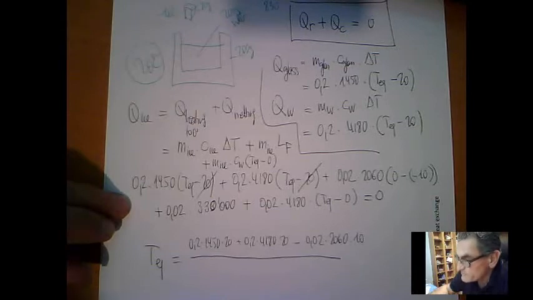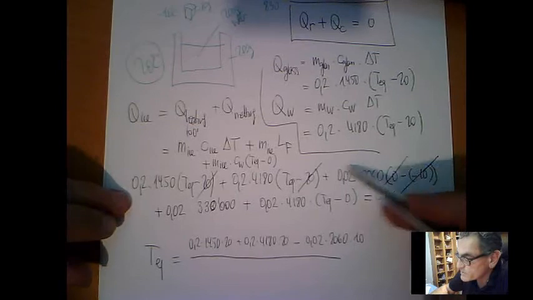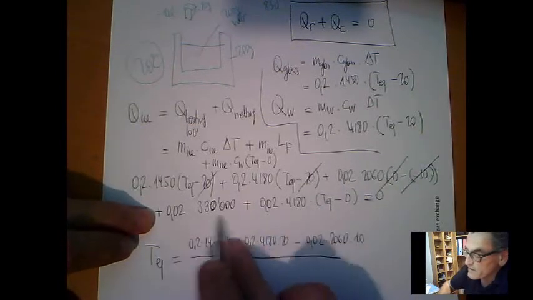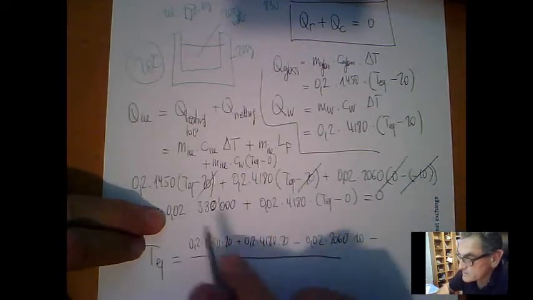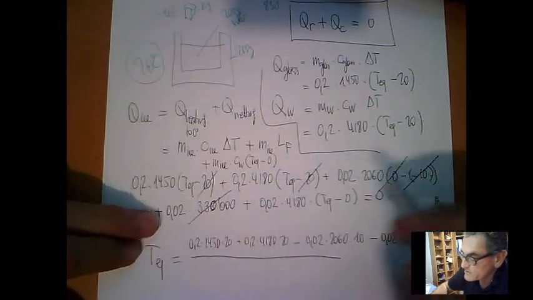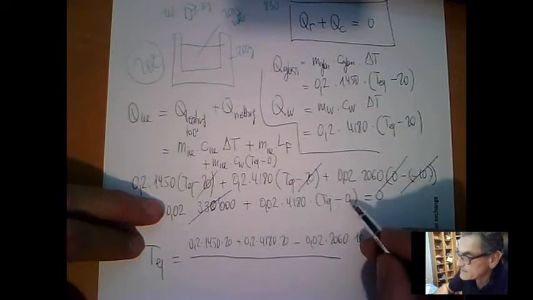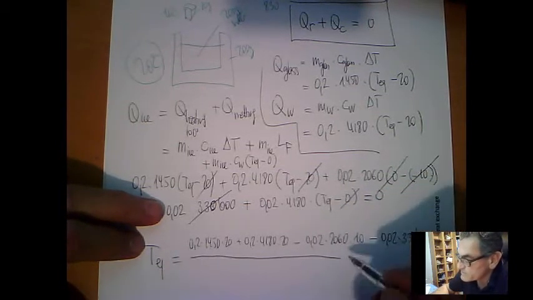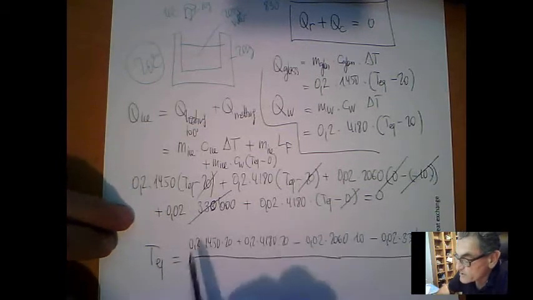Are you still with me? Okay, so all this has been taken care of because it doesn't depend on Tx. Then I have this term, but it's positive, so it's going to be negative on the other side: 0.02 times 330,000. Okay, this is taken care of. And then here we have 0, so we don't care for these terms. And now we take the denominator.